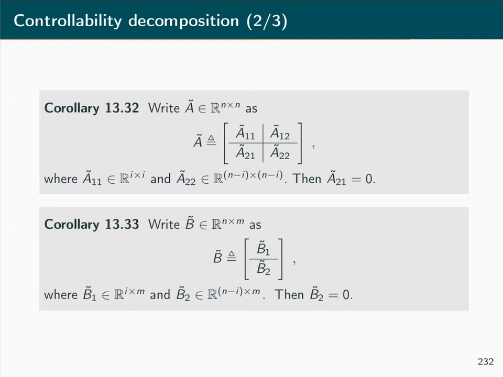And similarly, the input matrix B tilde can be partitioned into B tilde 1 and B tilde 2, where corresponding to the partitions above, B tilde 1 is an i by m dimensional matrix and B tilde 2 is an n minus i by m dimensional matrix. Then B tilde 2 will be 0. Without providing a detailed and rigorous proof of this corollary, it's clear why this must be true, and that's because the subspace SC perp, which is associated with the states of x tilde 2, is completely uncontrollable.